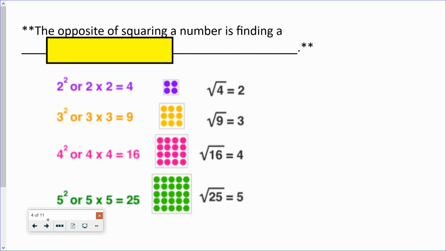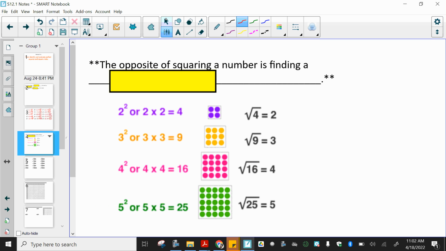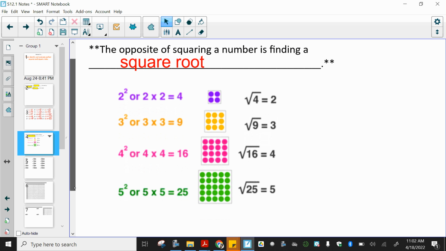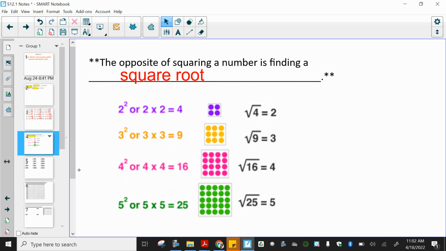So here's next. The opposite of squaring a number is finding a square root. And so here's some examples here. Look, so 2 squared, or 2 times 2, is 4. The square root of 4 is 2. It's just doing the opposite. 3 squared is 9. Square root of 9, 3. 4 squared is 16. The square root of 16, 4. Right? See how that works? We're just undoing that square.